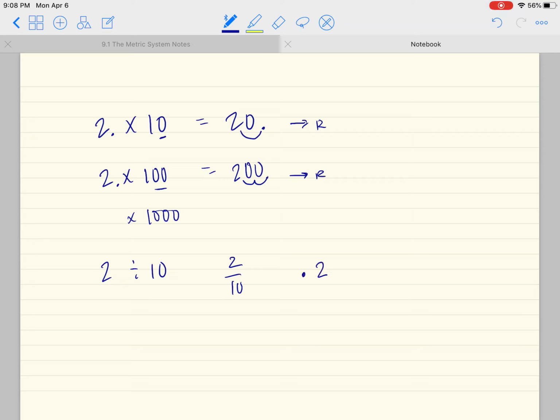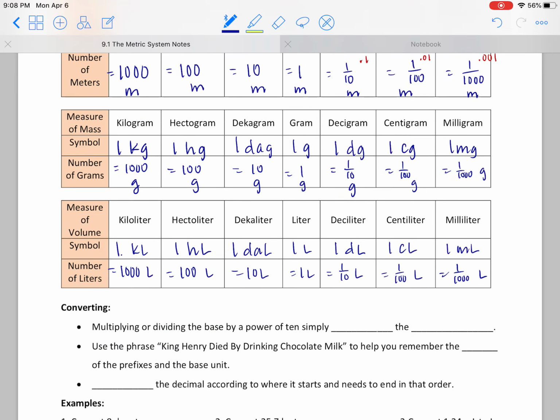And what happens when you divide by 10? So if you took 2 and you divided it by 10, 2 divided by 10 is 2/10. Okay, that's 0.2. So the decimal goes from here to here. It moves the other direction. And if you divided by 100, it would move 2 times to the left. If you divided by 1,000, it would move 3 times to the left.